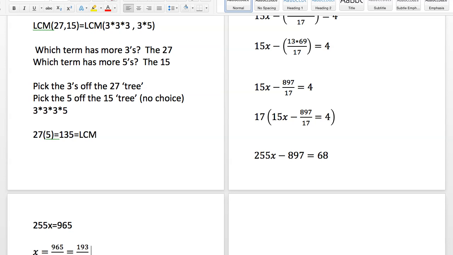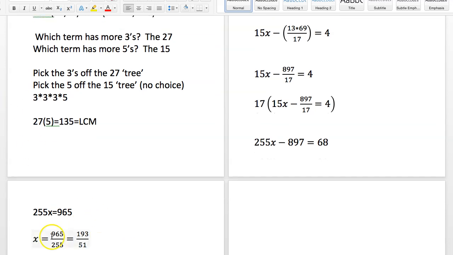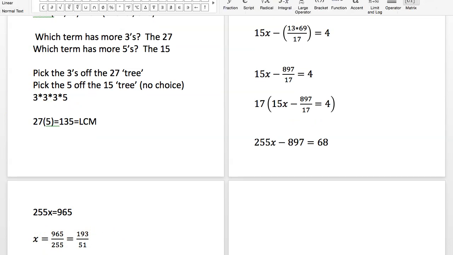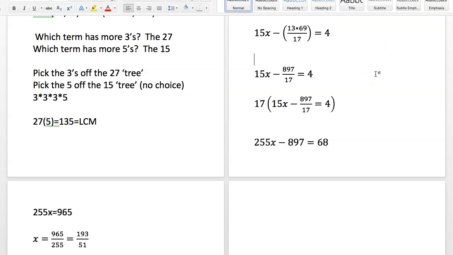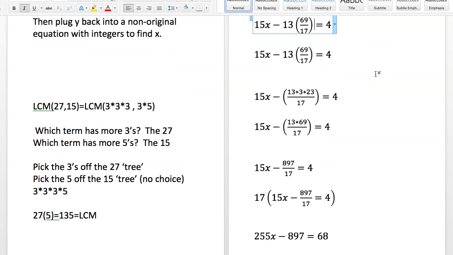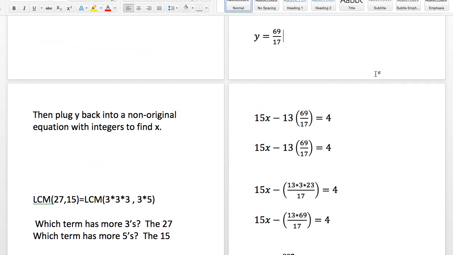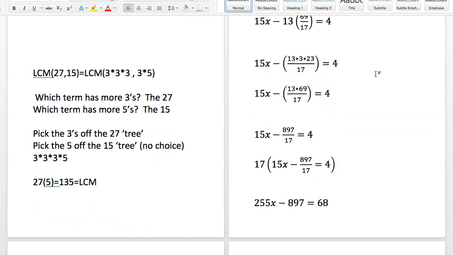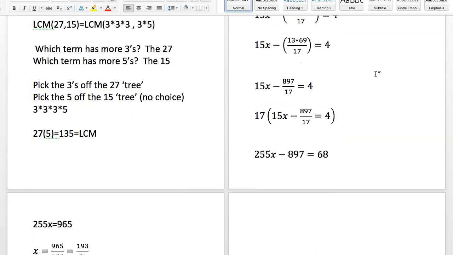Now I have my ordered pair. X comes first now, right, in an ordered pair. So assuming I didn't make any arithmetic mistakes, it's 193 over 51, comma. Now we had y a long time ago. I think it was 69 over 17. Yeah, so y was 69 over 17.